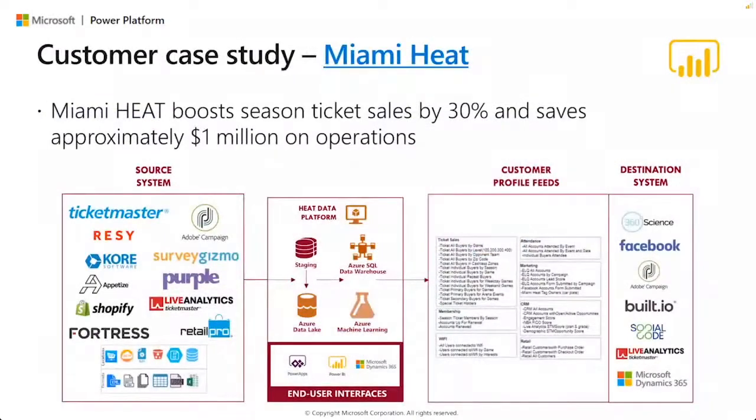And then many clients are using it on large data sets in the B2C world, in the B2B world. And a good example of that is how the Miami Heat was able to boost their season ticket sales by 30% and save about $1 million in operations just using the power of the Power Platform, specifically Power BI. So they built a whole workflow of connecting to multiple systems for their purchases and then being able to add this with Dynamics 365. And then you have the proper profile for each individual user. And then they can send those to different systems for doing better targeting on Facebook, for example, in Adobe Campaign. You can read all of this on customers.microsoft.com.